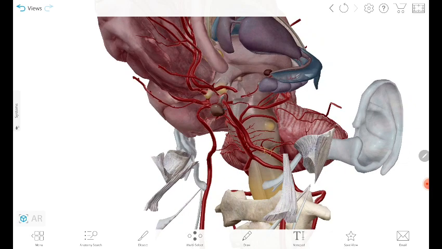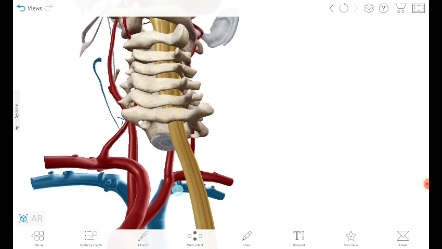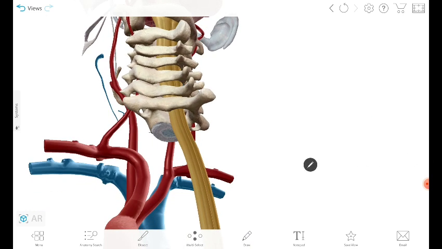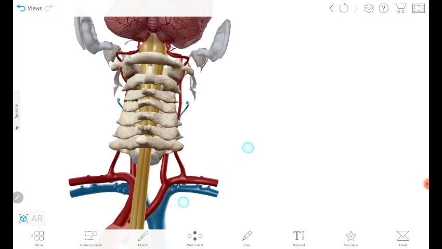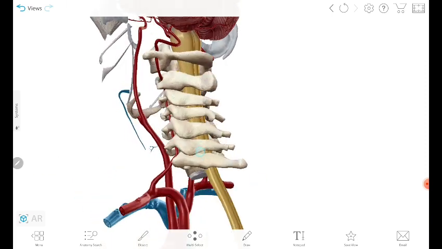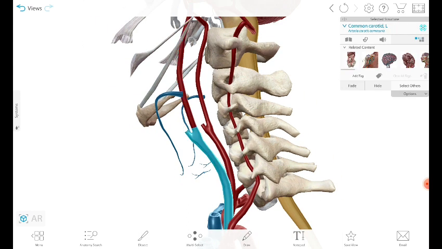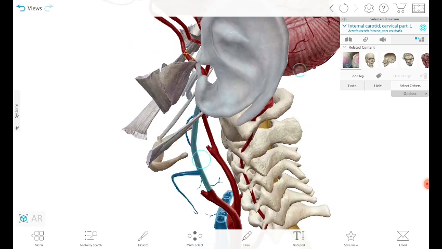Now we will see the internal carotid artery. So this was the brachiocephalic trunk, and here arising is the common carotid artery, and on the other side also we can see that this is the common carotid. So the common carotid divides into an internal carotid artery and the external carotid artery. So the internal carotid artery ascends upwards.